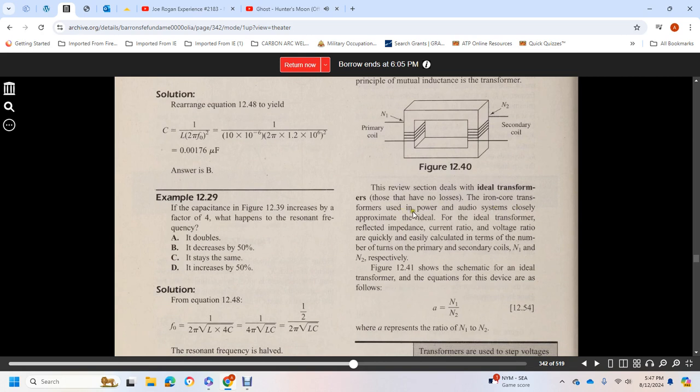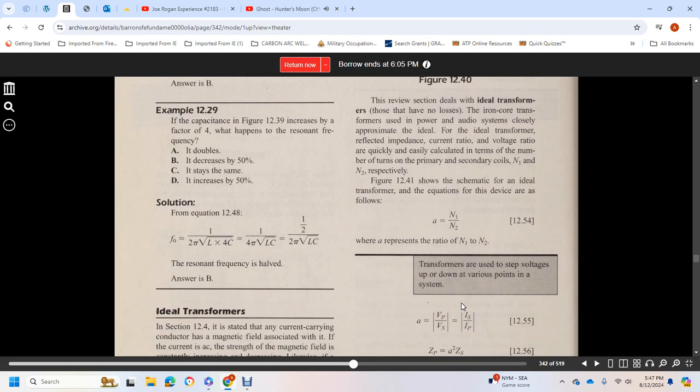Power systems and audio systems are often approximated by the ideal transformer. The relationships of current ratio and voltage ratio can be quickly and easily calculated in terms of the number of turns of the primary and secondary coils, N1 and N2 respectively. Figure 12-41 shows the schematic of the ideal transformer, where the turns ratio a represents the ratio of N1 over N2.